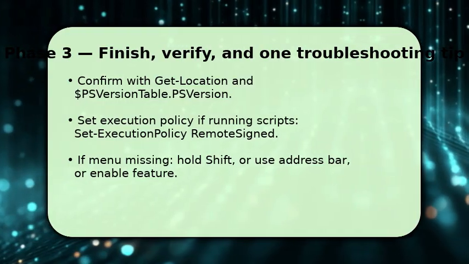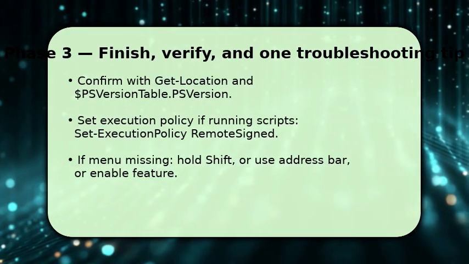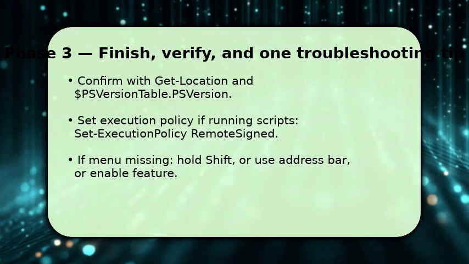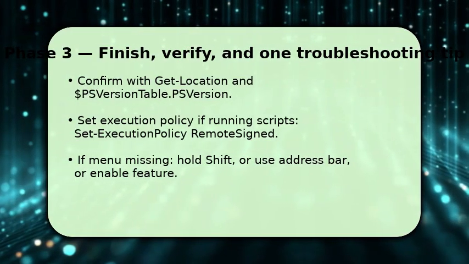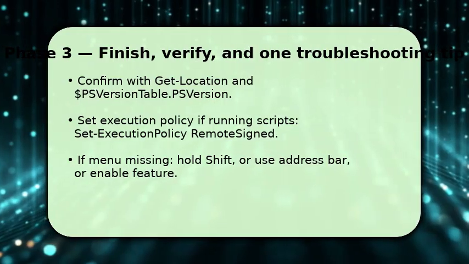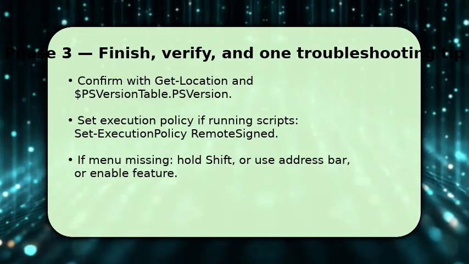If the context menu option is missing, hold Shift while right-clicking, use the address bar method, or re-enable the command via Windows Settings or Registry. This single troubleshooting step fixes most missing menu problems.